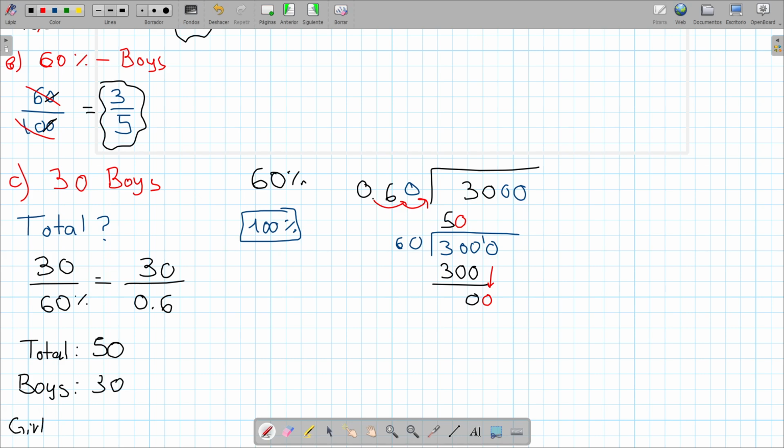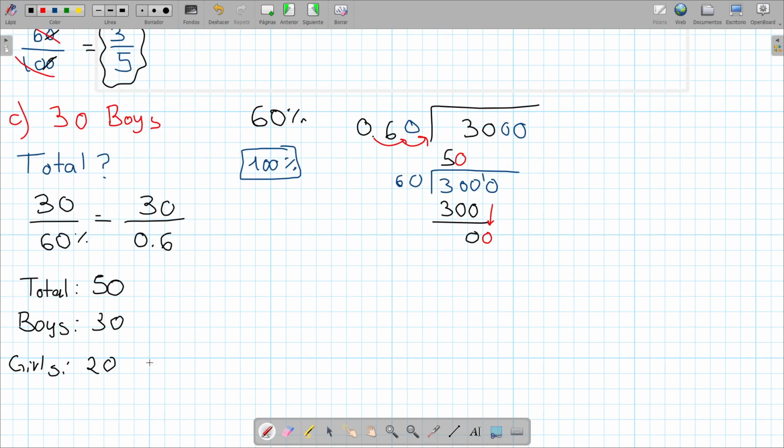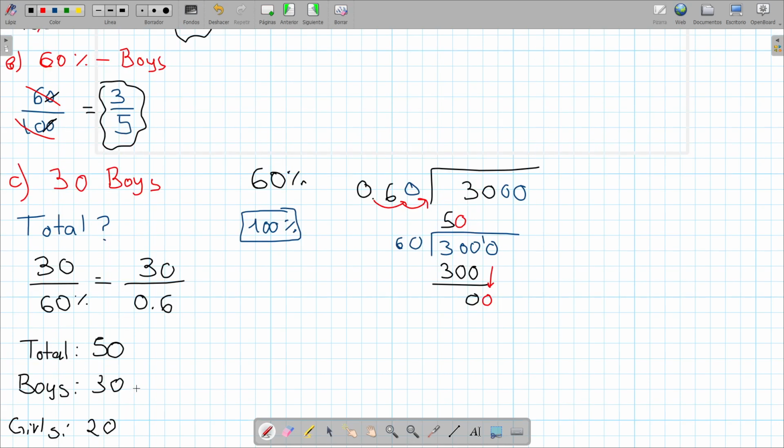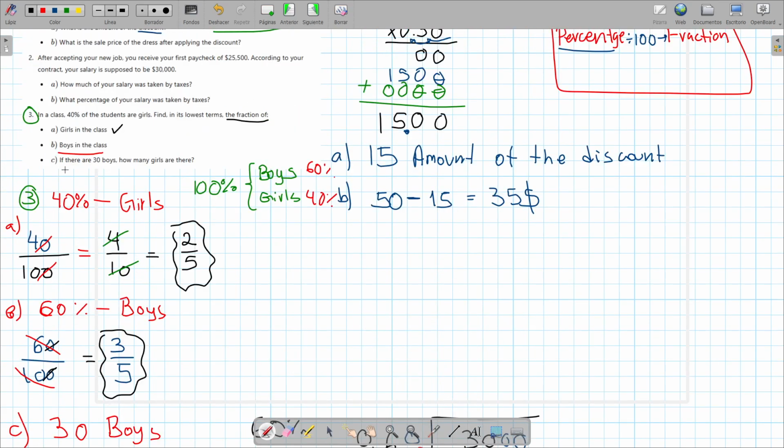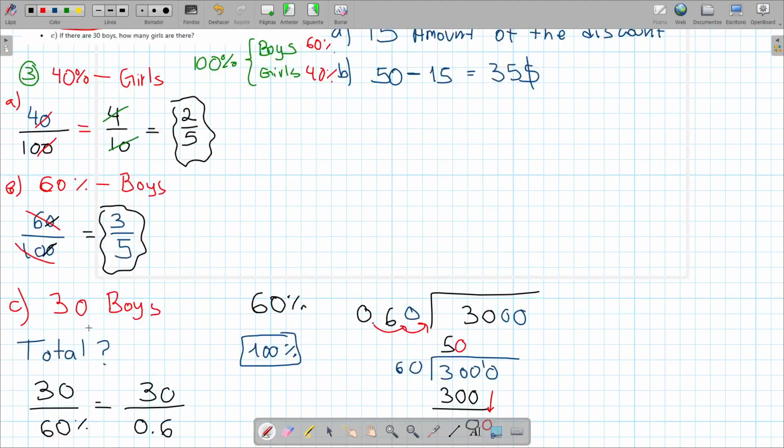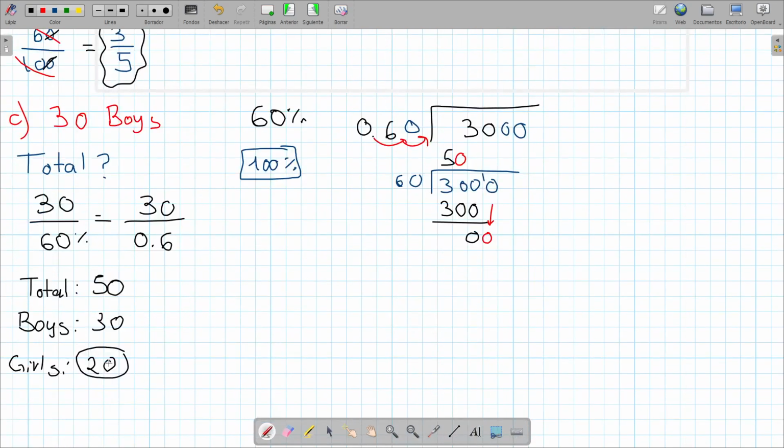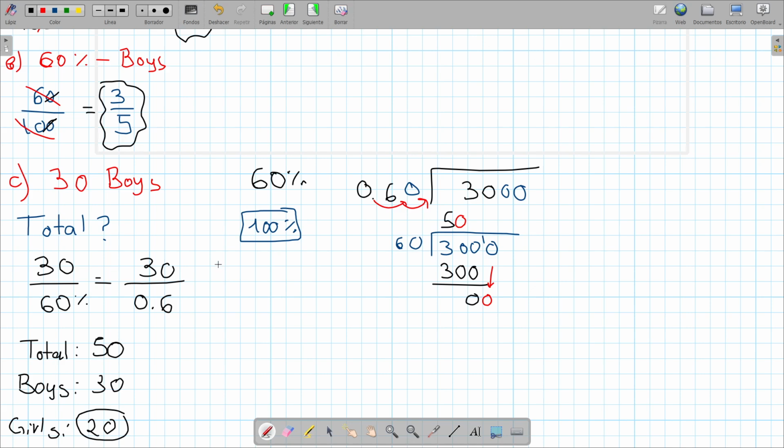And now the final question, how many are going to be girls? If there are 50 in total and only boys are 30, 20 is going to be the amount of girls, because of course 30 plus 20 is going to be 50. The total people in the class, and you take out the boys, what do you have there? Only the girls. So answering my question, there are going to be 20 girls in the class.